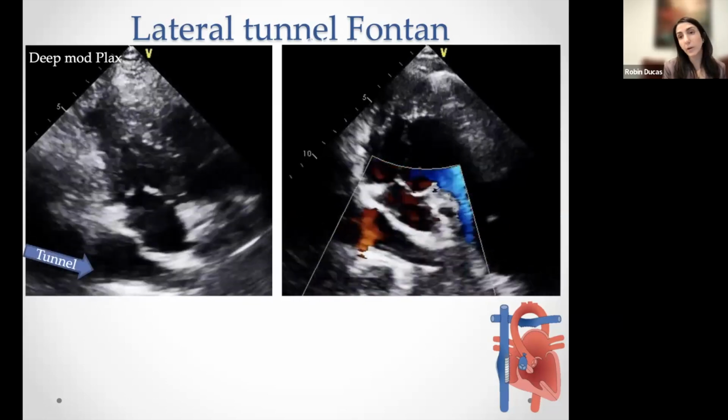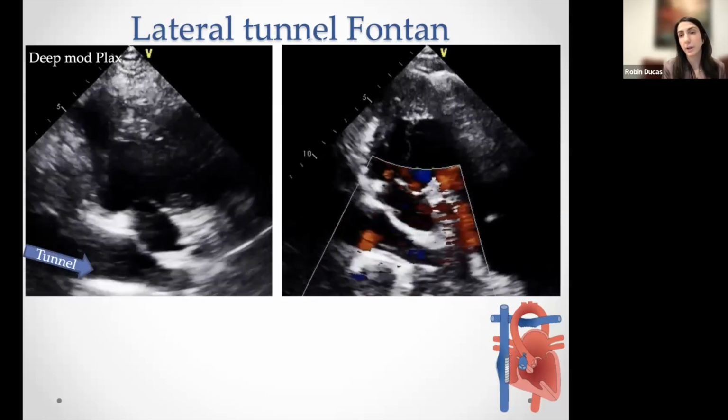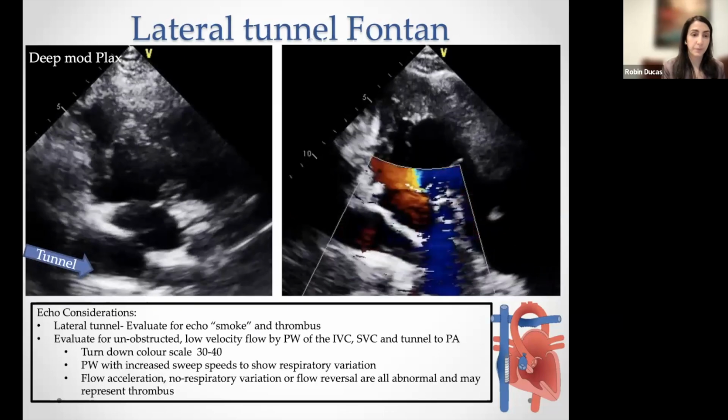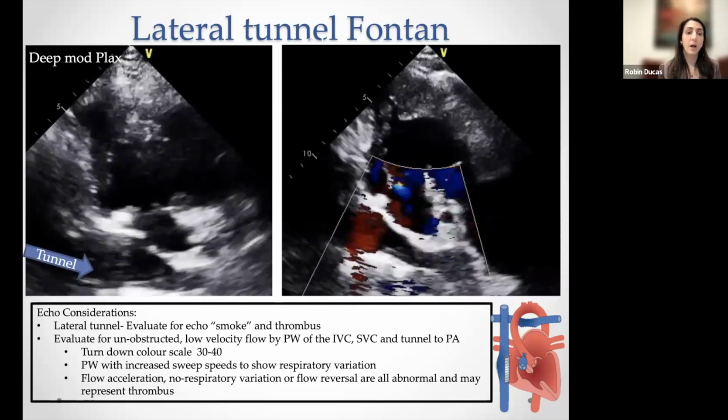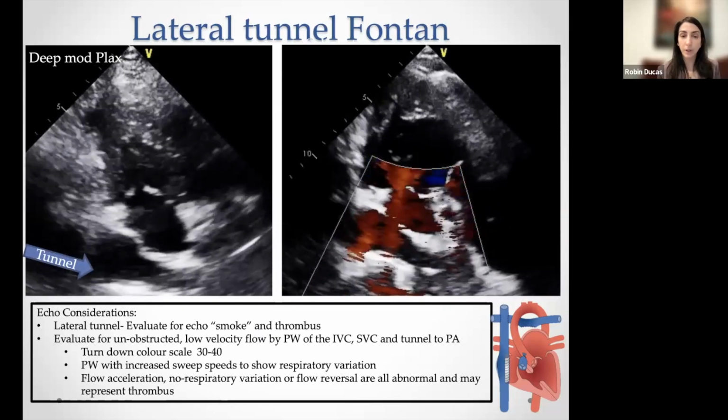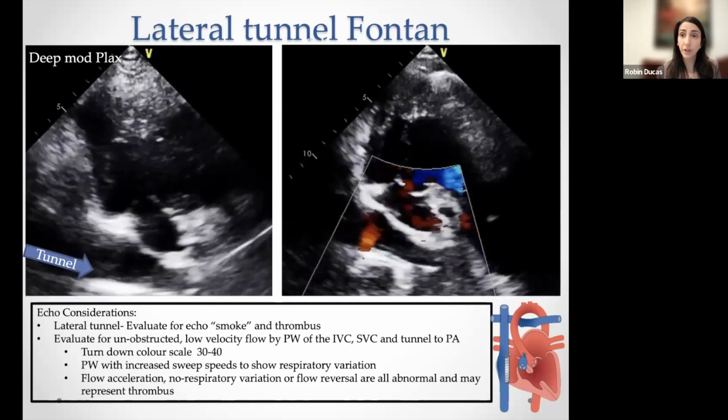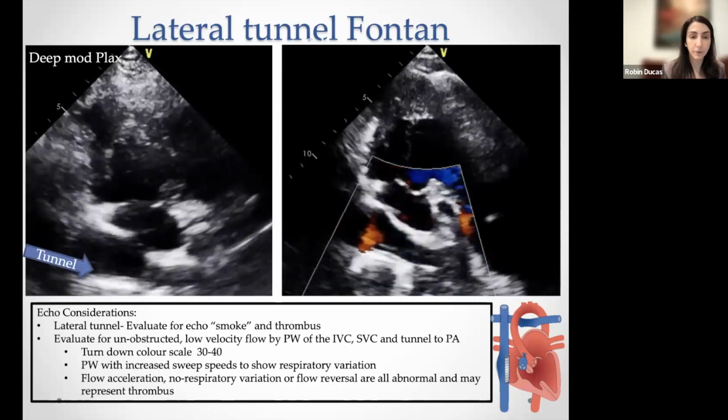So that tunnel there can be interrogated for leak. It can be interrogated for thrombus. And the smoke or thrombus is very concerning. In order to better evaluate it, it is important to remember to turn your color scale down to make sure that you're looking for venous flows.